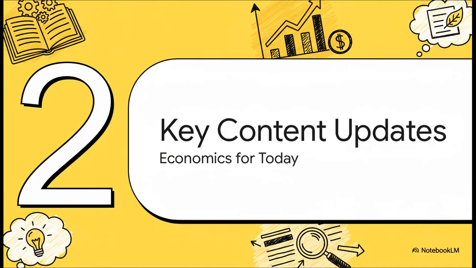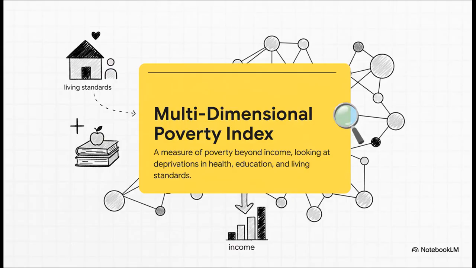All right, so now that we know why the changes are happening, let's get into the fun part. What's actually different inside the textbook chapters themselves? One of the most thoughtful updates, I think, is how we discuss poverty. The curriculum now brings in the multi-dimensional poverty index. This is a huge shift away from just looking at income.